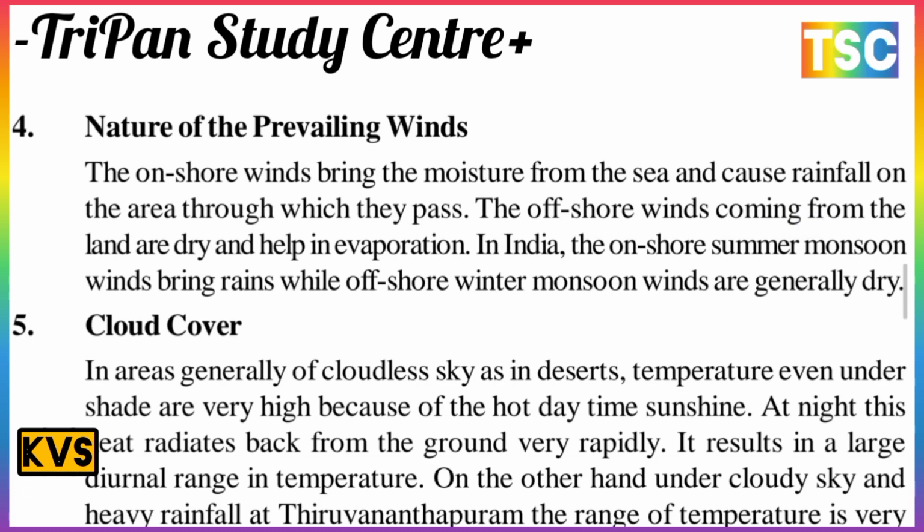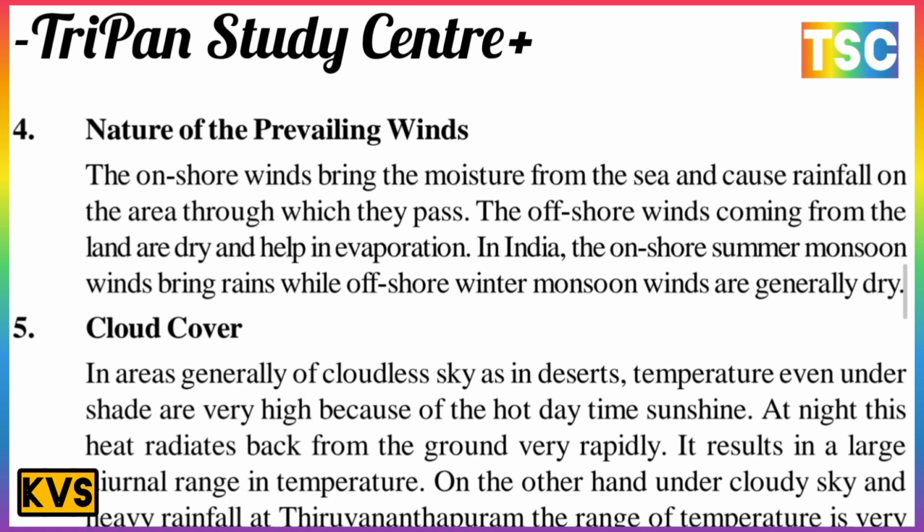The next point, fourth, is the nature of prevailing winds. Onshore winds bring moisture from the sea and cause rainfall in the areas through which they pass. Offshore winds coming from the land are dry and help in evaporation. In India, the onshore summer monsoon winds bring the rain, while the offshore winter monsoon winds are generally dry.